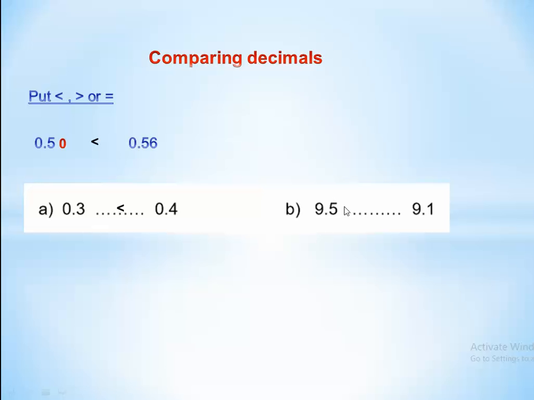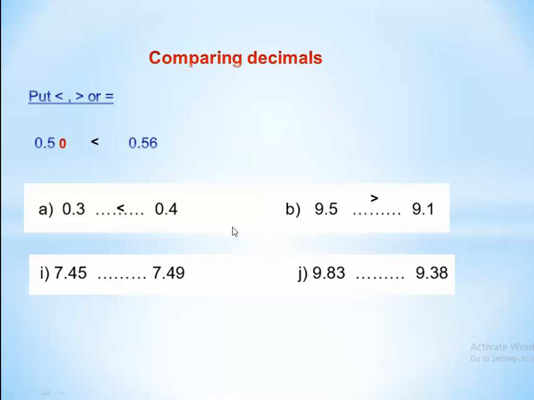Okay, here we have the same decimal places, 9.5 or 9.1, 9.5. Here we have the same decimal places. Yes, 7.45 or 7.49, yes, 49. 9 and 83 or 9 and 38, 9 and 83.